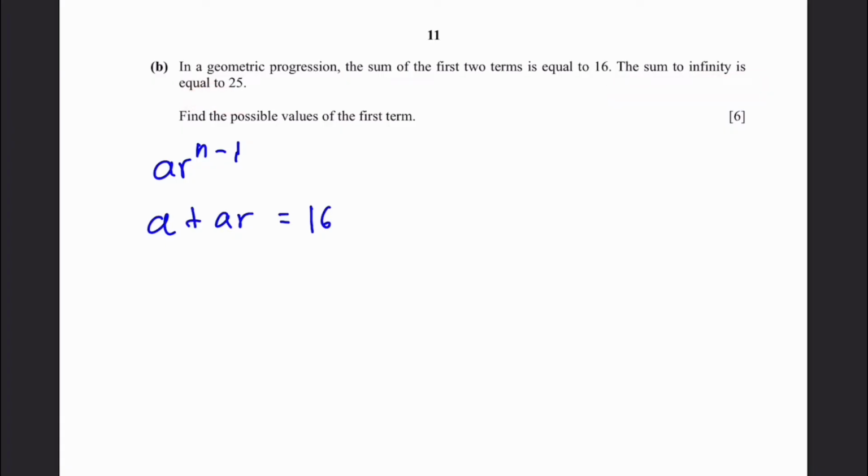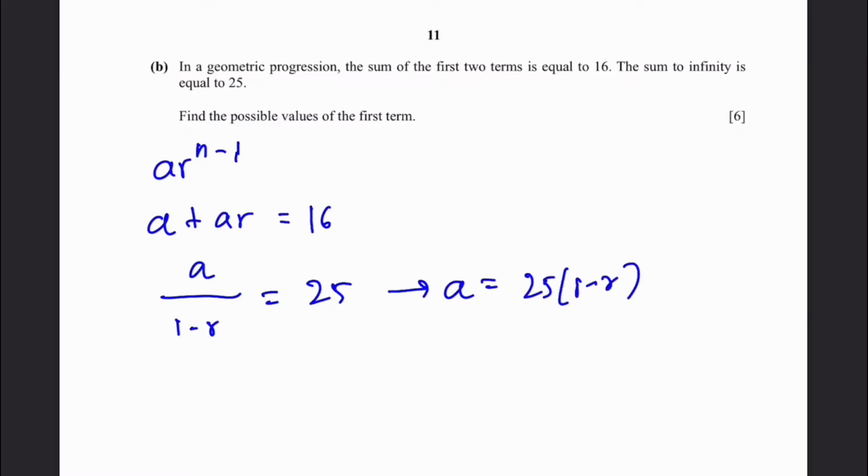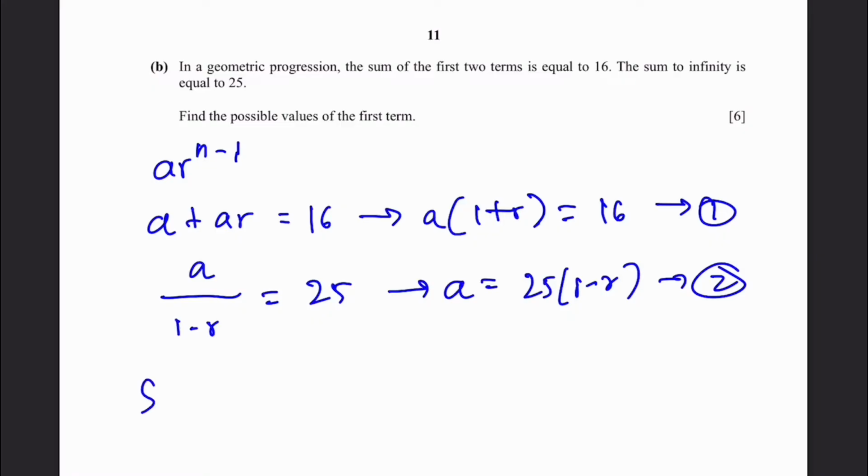Now, what's the sum to infinity of a geometric progression? That's going to be a by 1 minus r, right? So that's going to be 25. And that means a is equal to 25 times 1 minus r. And this over here can be written as a times 1 plus r is equal to 16. So now we have two equations, once again. First one, second one. So we can substitute, this time substitution, 2 into 1.